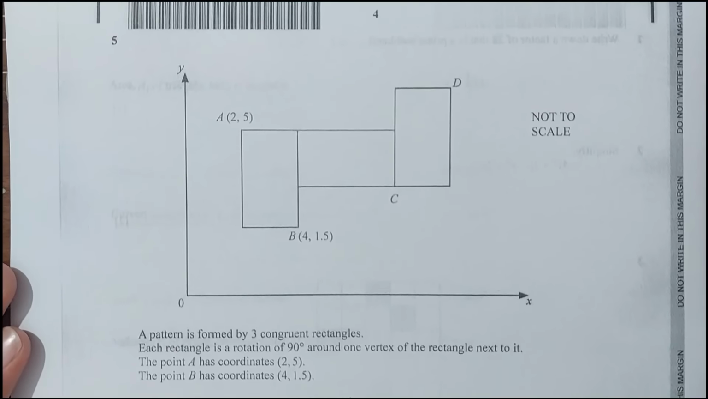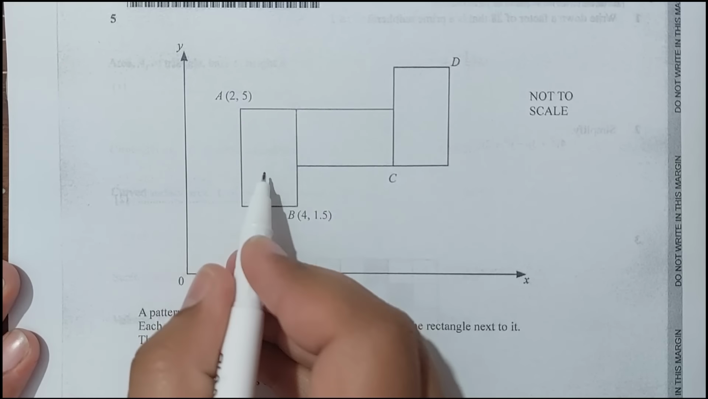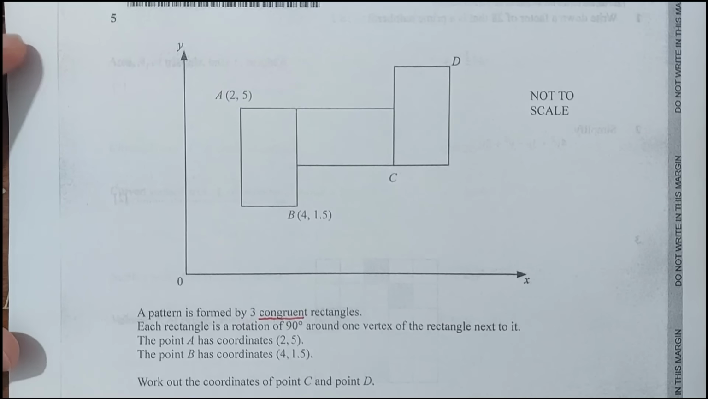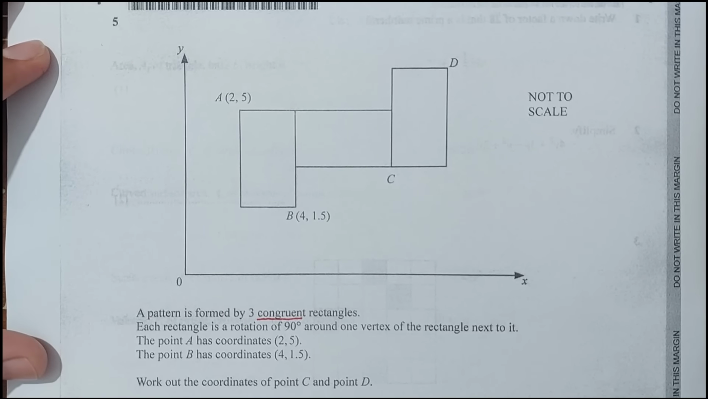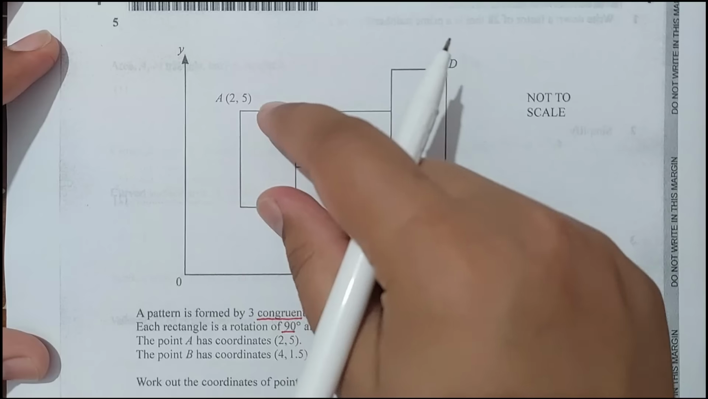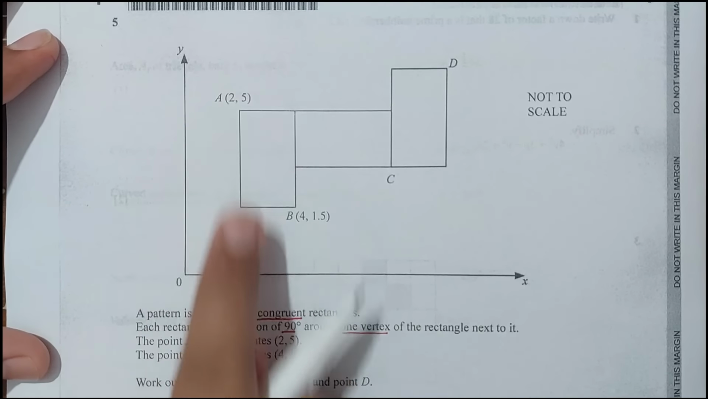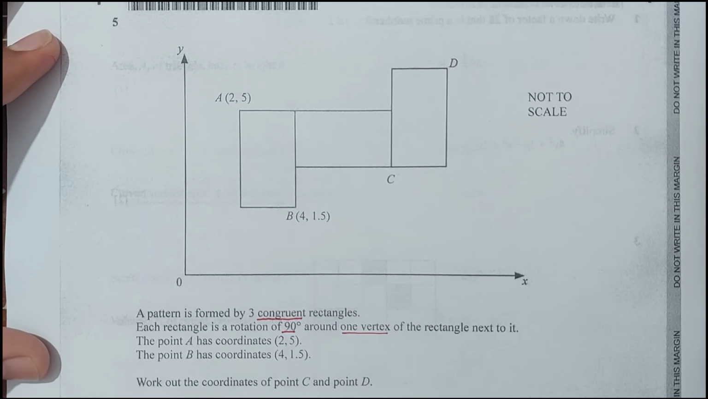Question number 5. A pattern is formed by 3 congruent rectangles. Congruent means they're exactly the same size and same angles, right? Each rectangle is a rotation of 90 degrees around one vertex of the rectangle next to it. So each is a rotation. This is rotated, and the other one is rotated around one vertex. Point A has coordinates (2, 5), and point B has coordinates (4, 1.5). Write down the coordinates of C and D.